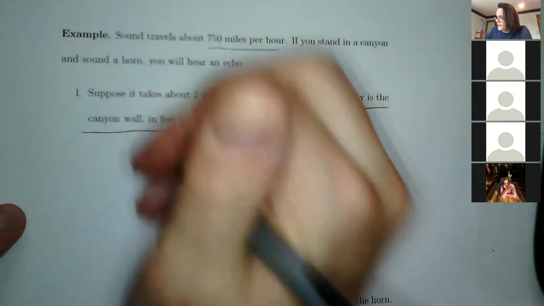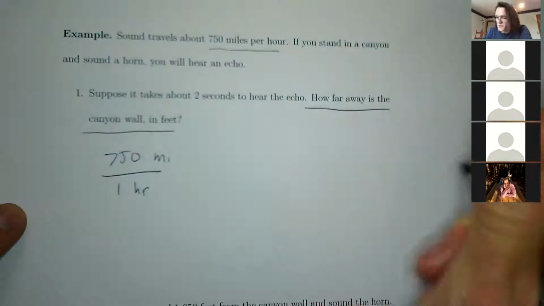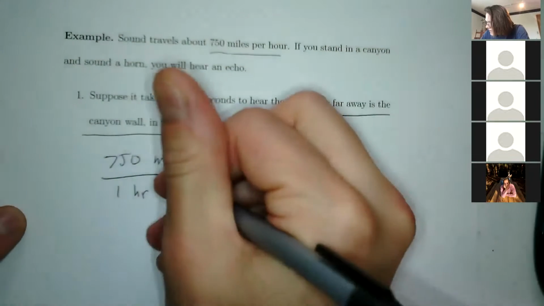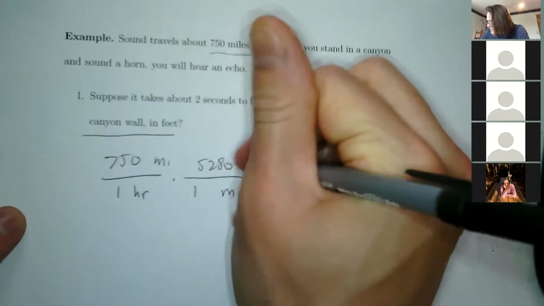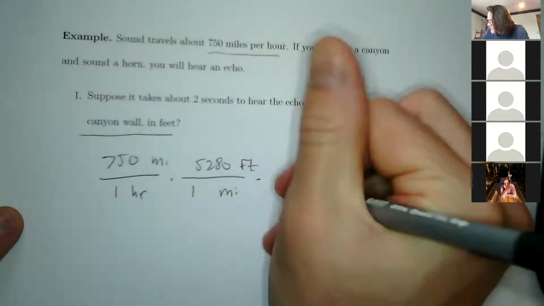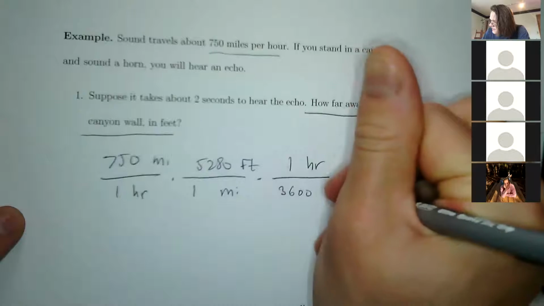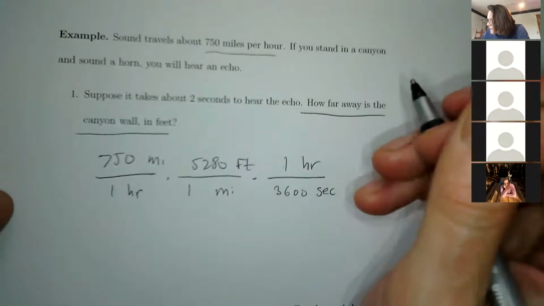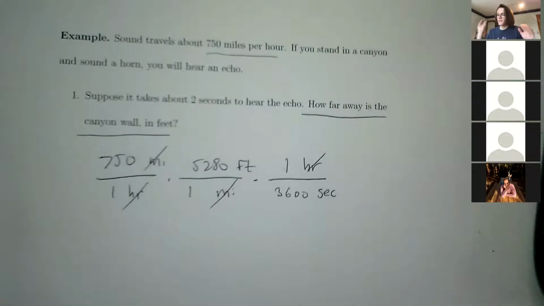So I have 750 miles per 1 hour. That's what the per means, right? It just means over 1, whatever the unit. And then I'll do 1 mile, 5,280 feet. And then I'll convert it into minutes and seconds, or maybe I'll just do seconds this time. Why not? So I have 1 hour, 3,600 seconds. I'll keep using SEC because it's too late to change. And so my hours cancel, my miles cancel, and we just need to compute that.